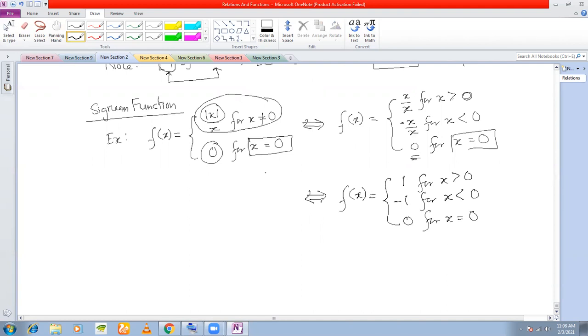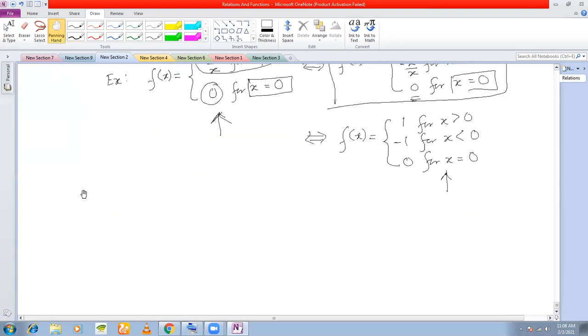Signum function can be written in three ways. This way or this way. This is just an intermediary step that I have done for you. Check whether you have understood, because this is a part of modulus function. We will be coming across modulus function very frequently. You should be very comfortable with modulus. This okay? Yes, sir. Got it.